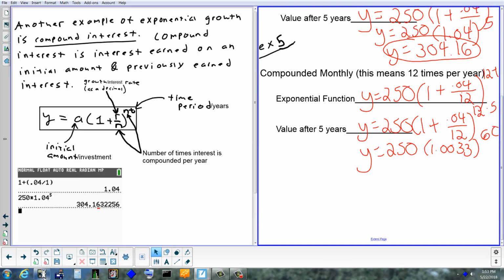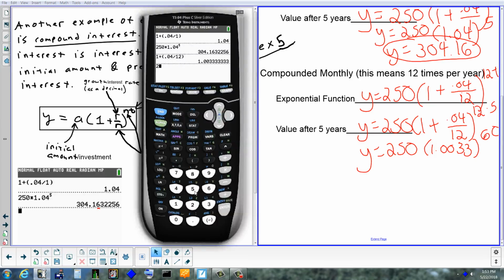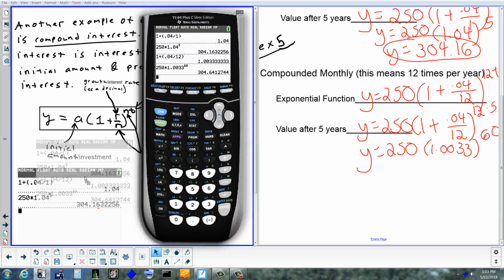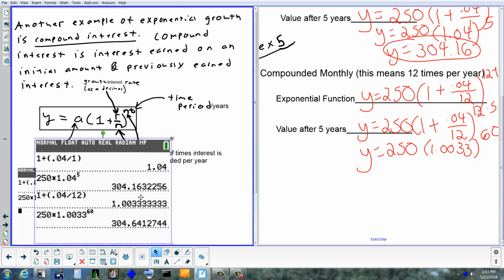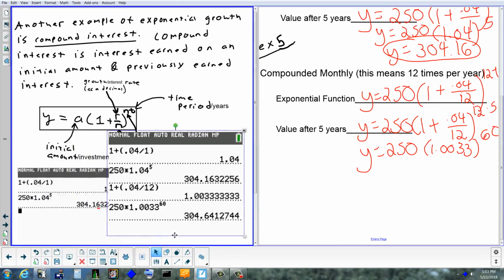At this point, what should we do? Everything goes in your calculator. What button do we use for the exponent? The arrow button. Oh, the carrot. That's okay. How are we going to remember? So what's our final answer going to be? $304.64.